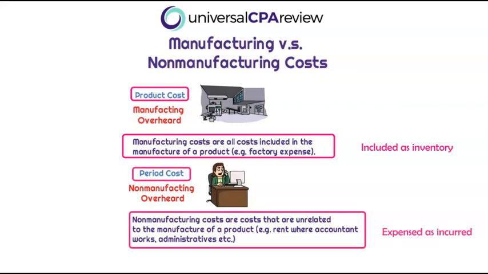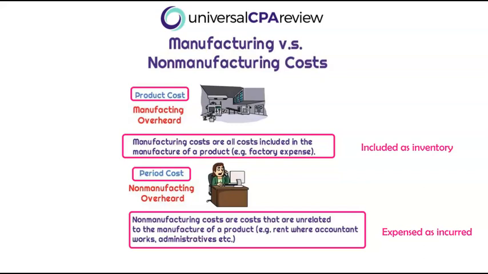Whereas non-manufacturing costs, this is going to be an expense as a period cost on the income statement, right? So this is going to include things that are not included in the overall manufacture of the product. This is going to be things like selling, general administrative expenses, right? And they are going to be expensed as they are incurred, right? They're not going to be capitalized as inventory as if they were a product cost, right? That's the whole idea and the big difference between product and period costs.